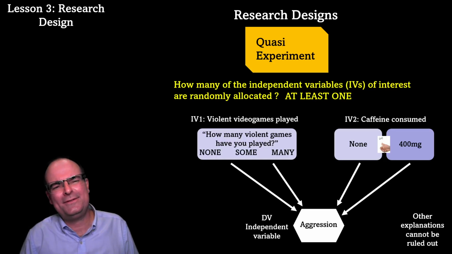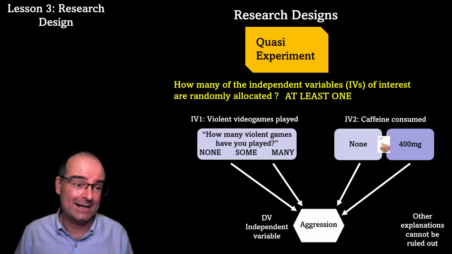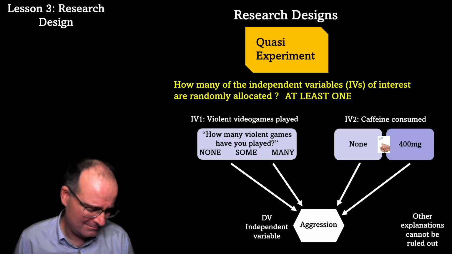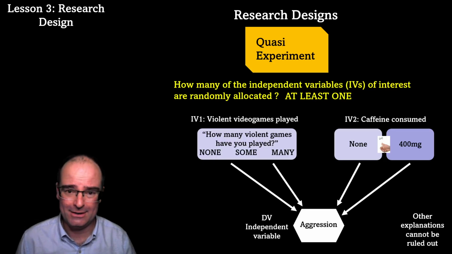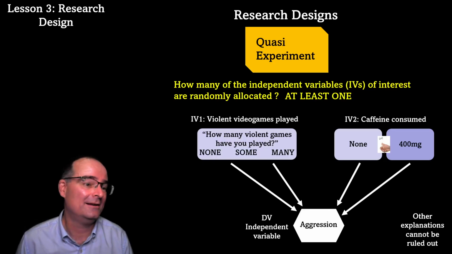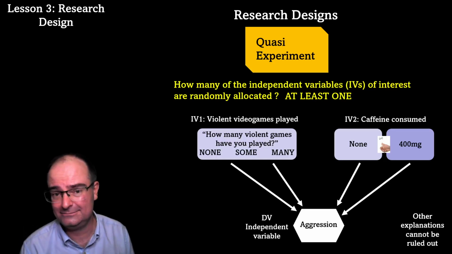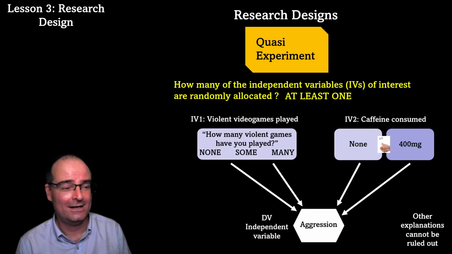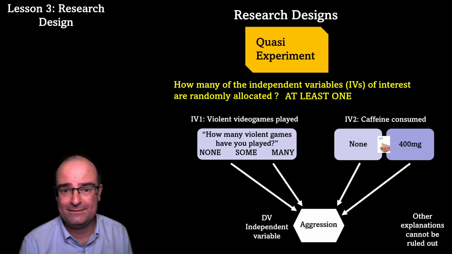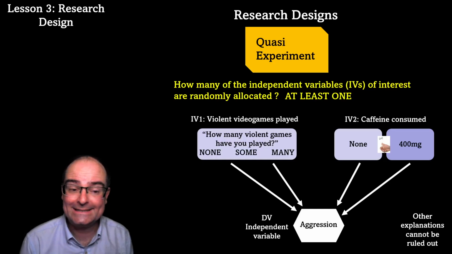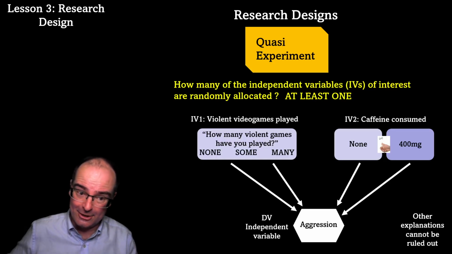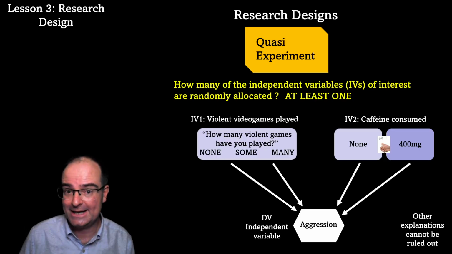Imagine though, even though we can easily randomly allocate caffeine, we're not going to bring some violent video game into the laboratory and make people play it for an hour. We're just going to ask them in a questionnaire, how many violent video games have you played? None, some, many. We're not manipulating that independent variable of interest. We're just measuring it. Suddenly our experiment becomes a quasi-experiment. It's not a correlational study yet though, because we can still manipulate caffeine intake for that particular time period.